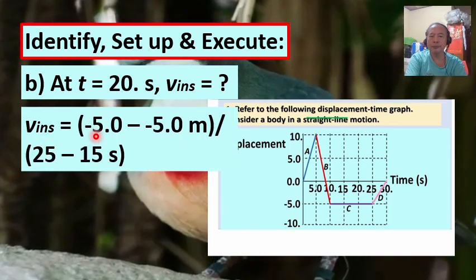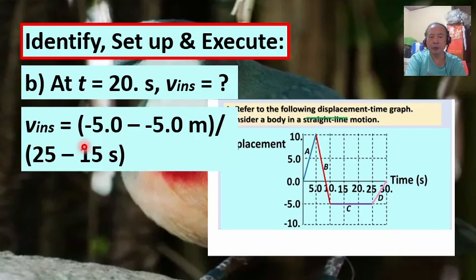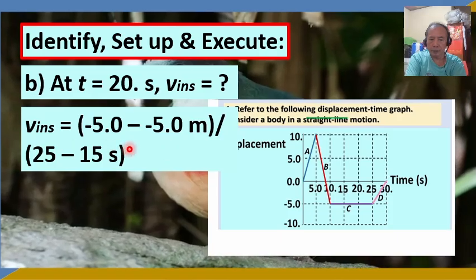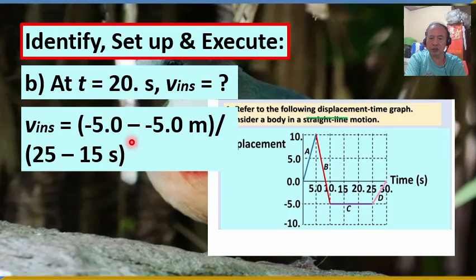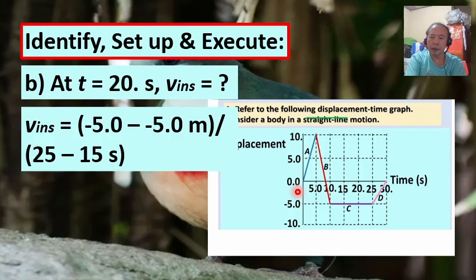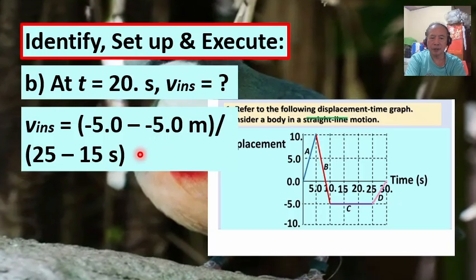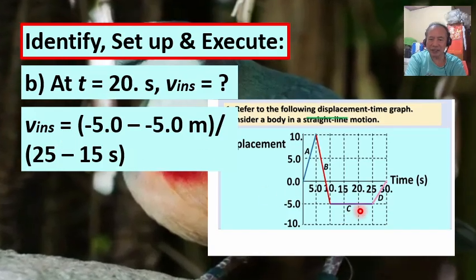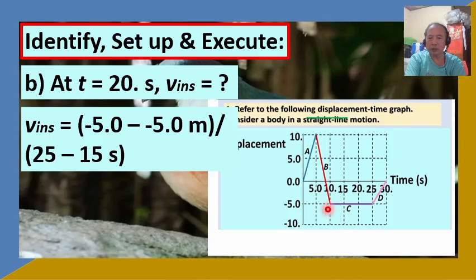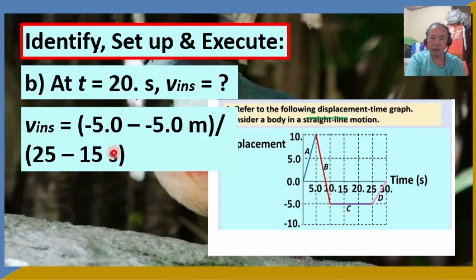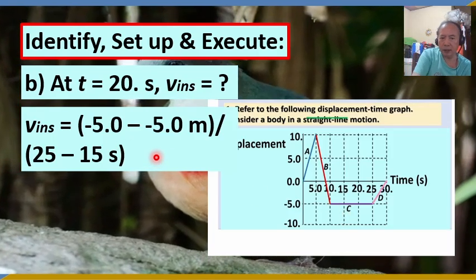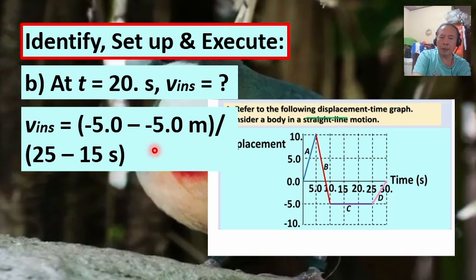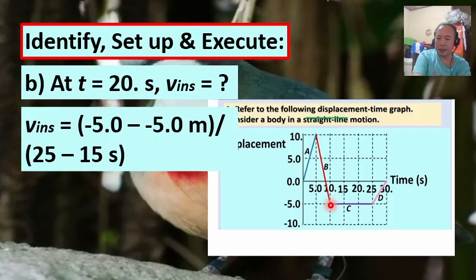So just to show, we have using the slope of graph line C. Since the instant 20 seconds falls within that graph line, the value of that instantaneous velocity must also be equal to the average velocity represented by graph line C.